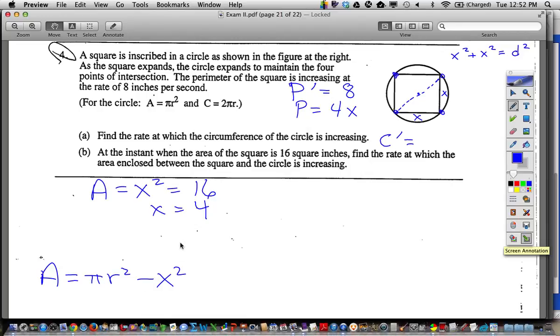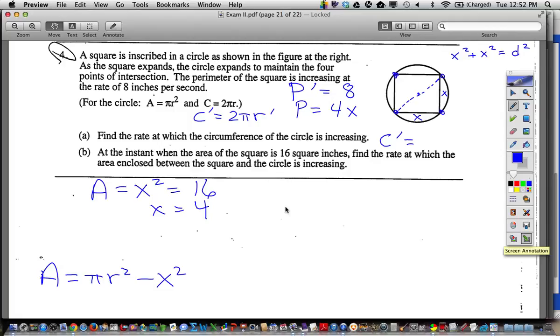So we got a lot of stuff here. Let's start with circumference. C prime would come right from here. So C prime would be pi times r prime. That's before they even told me about this 16, so I don't even need it here. All I need is r prime to find this. Now they told me P prime, and I have this up here.